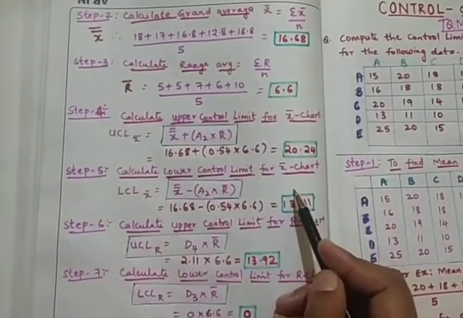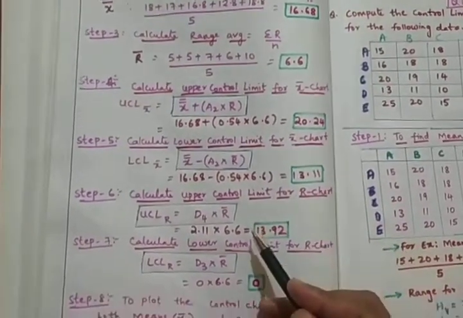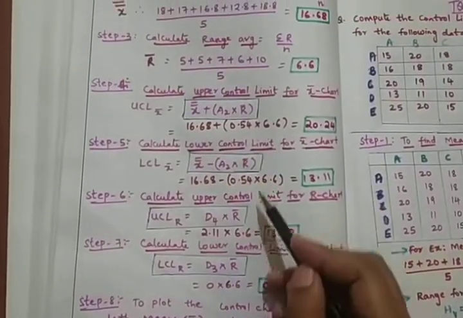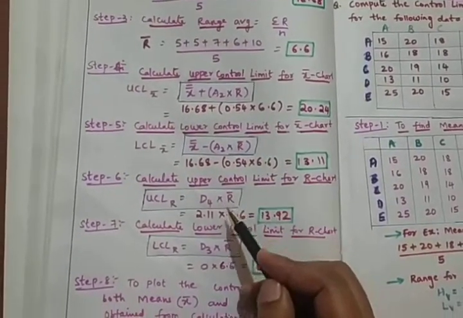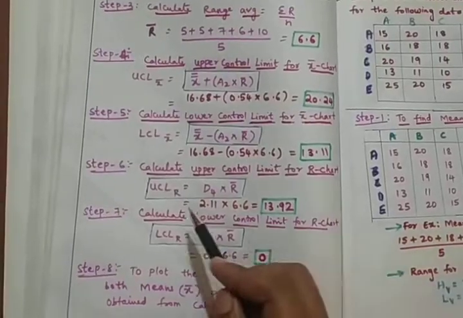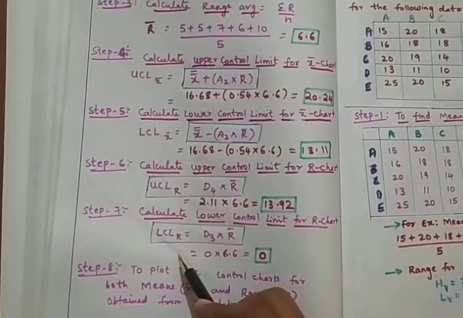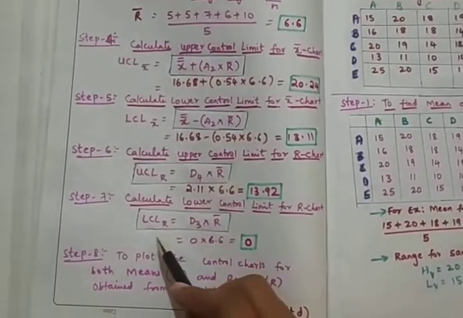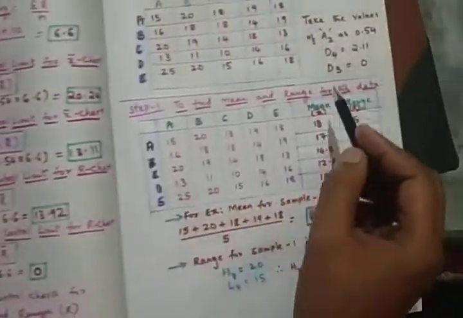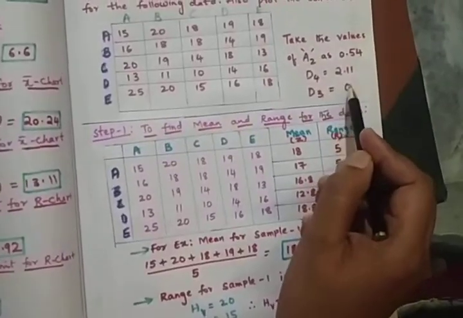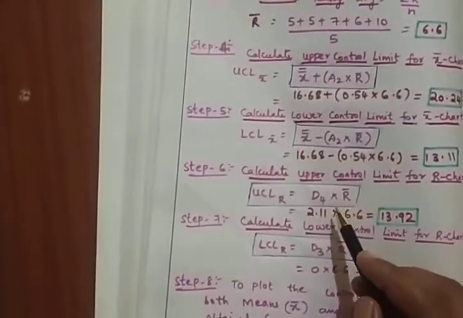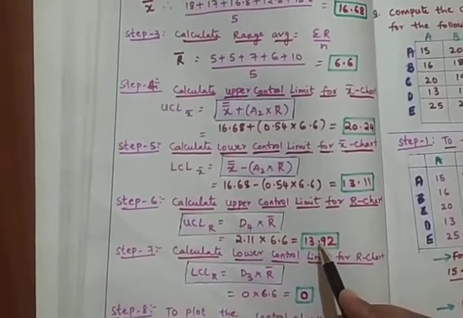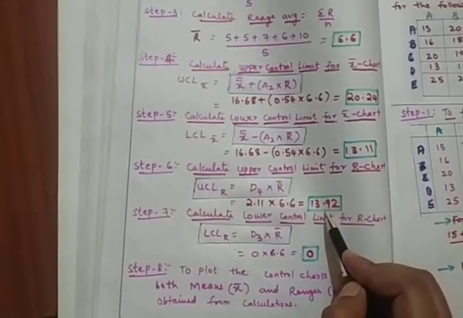It is not only the duty to calculate the X bar chart, it is also to calculate the range chart. As I said, for both the charts you need to calculate UCL and LCL. So now the process is to calculate the UCL and LCL for R charts. The formulas are D4 into R bar for UCL, whereas for LCL D3 into R bar. The values of D4 and D3 are given in the problem. D4 value is 2.11, right? So 2.11 into the R bar value you have calculated, 6.6. So therefore you got it as 13.92.